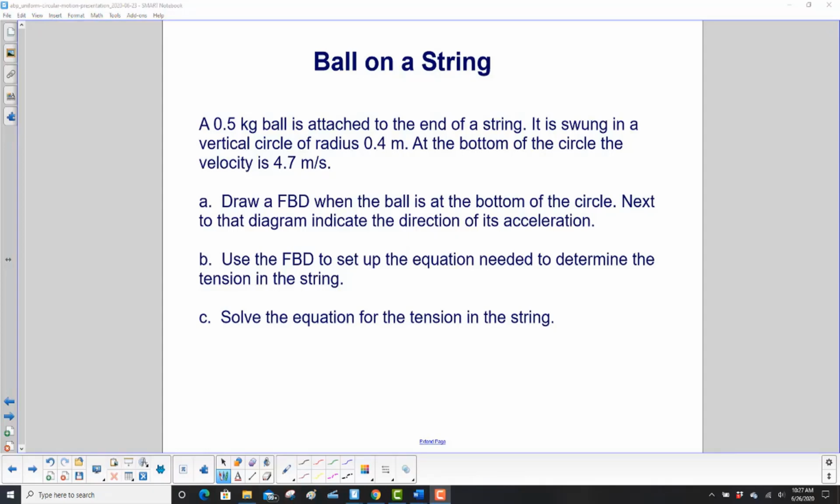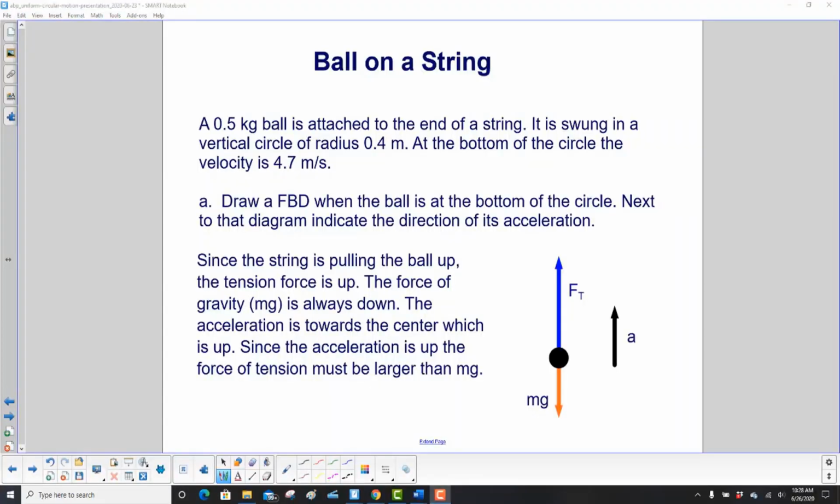Ball on a string, part 2. We have another 0.5 kilogram ball attached to the end of a string. It is swung in a vertical circle of radius 0.4 meters. At the bottom of the circle, this time, the velocity is 4.7 meters per second. Once again, draw a free body diagram, then set up Newton's second law equation, and finally solve for the tension in the string.